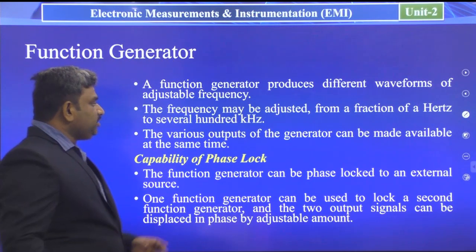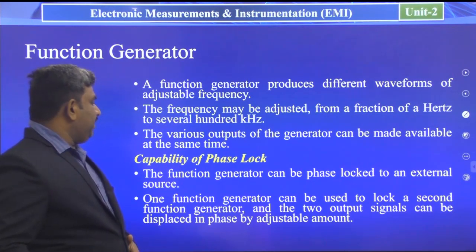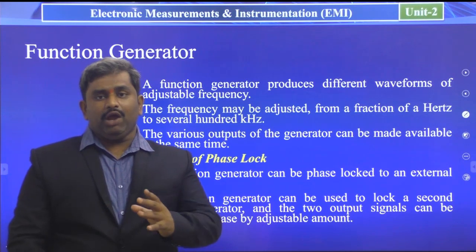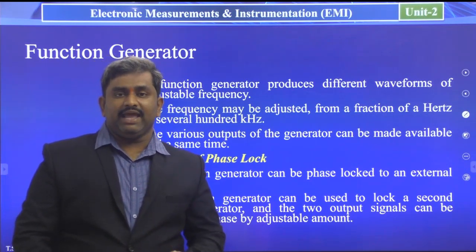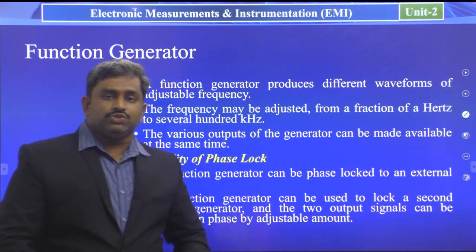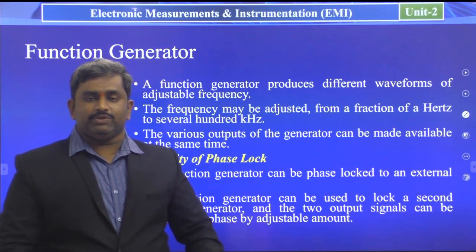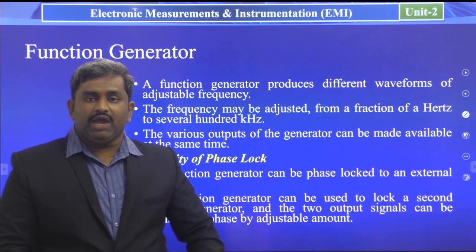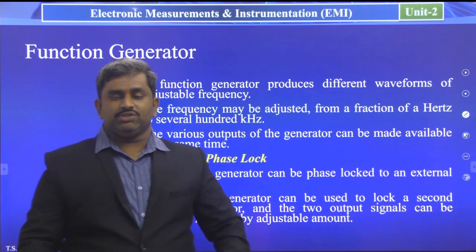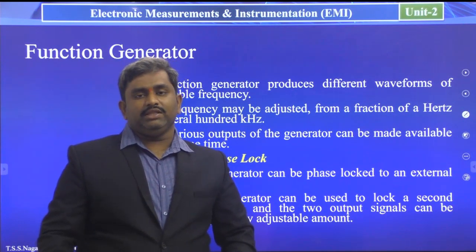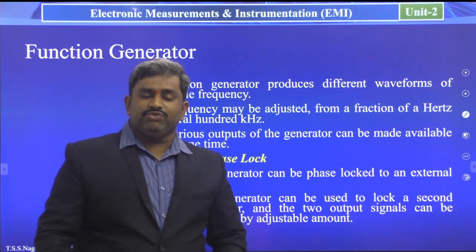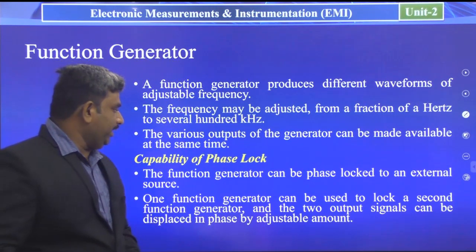Now, the various outputs of the generator can be made available at the same time. In some function generators, three output signals, square, rectangular and triangular waves, are available in parallel, so you can use any one of the output signals. Otherwise, we have function switches: sinusoidal, triangular and square function switches are generally available in the function generator. By pushing that button switch, you can select which function you require.